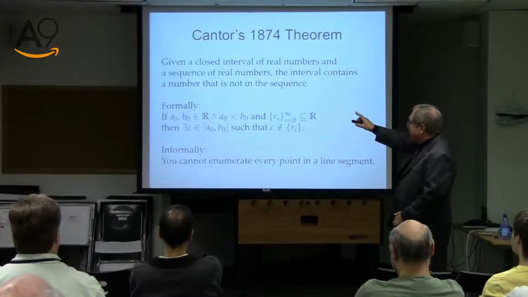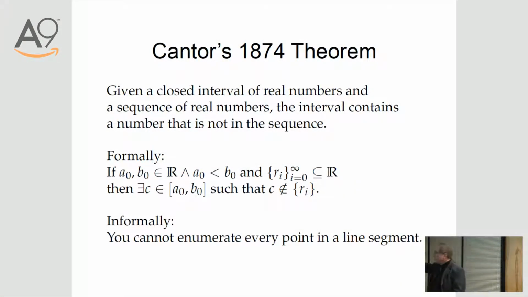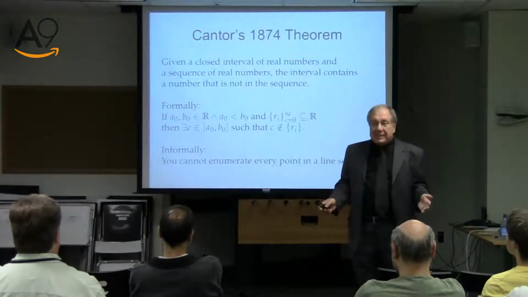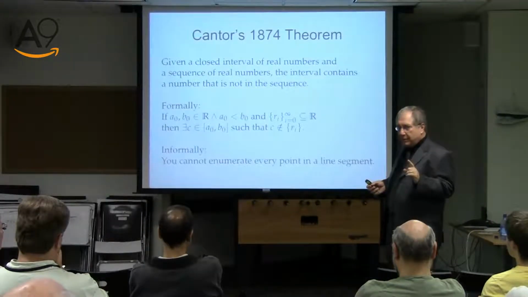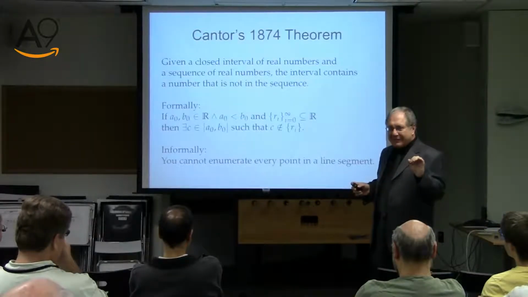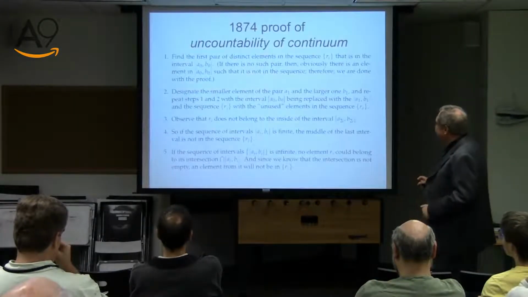So let's read the theorem as it states. Given a closed interval of real numbers, that's the interval, A0 to A1, and a sequence of real numbers, a countable sequence. The interval contains a number that is not in the sequence. That means that you cannot enumerate the interval, because if you could, you would enumerate everybody in the interval. Cannot be done. Right? And the proof is algorithmic, but it's tricky. So just brace yourself. It's going to be real mathematics for just a short time, but likable mathematics.